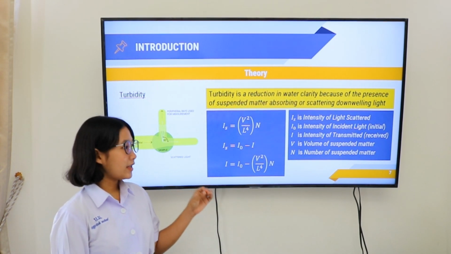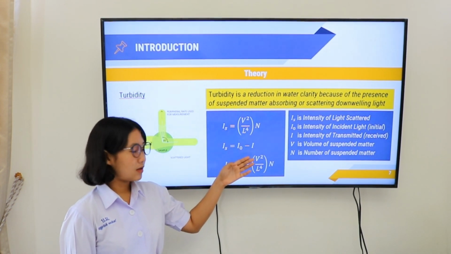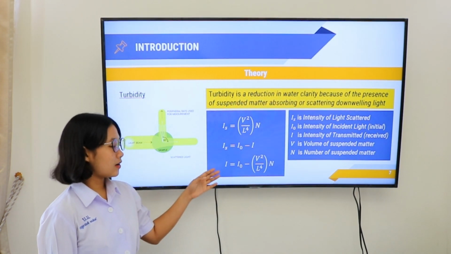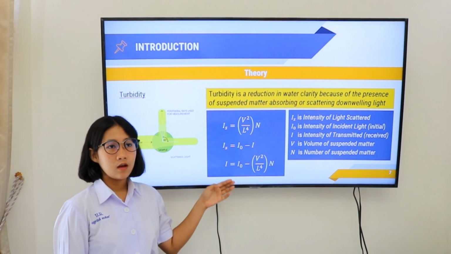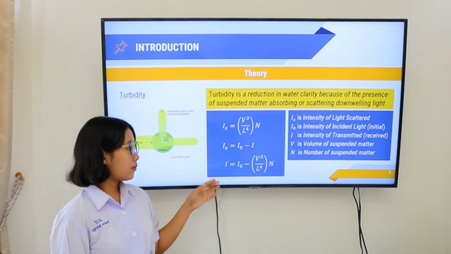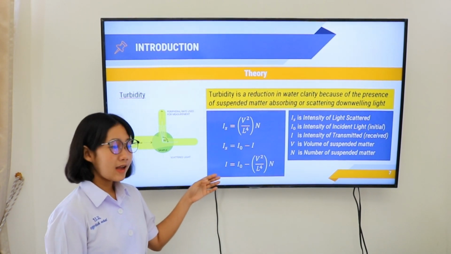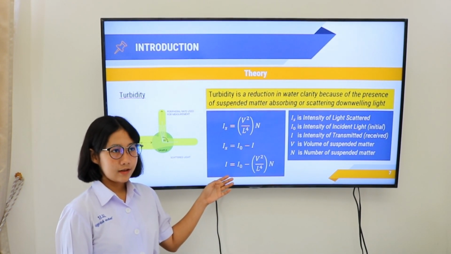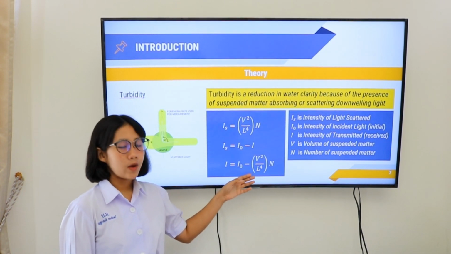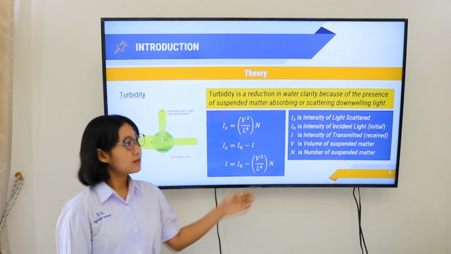In my work I can get I, which is the intensity of the transmitted light, and then I combine these two equations, so I get this equation compared to the linear function equation: I equals I0 minus V squared divided by L to the power of four, multiplied by N. I is Y in the linear function, and I0 is C in the linear function. V squared divided by L to the power of four is the slope in the linear function, and N is X.